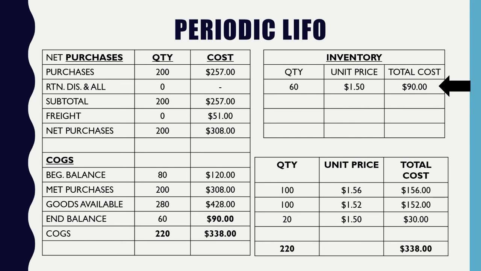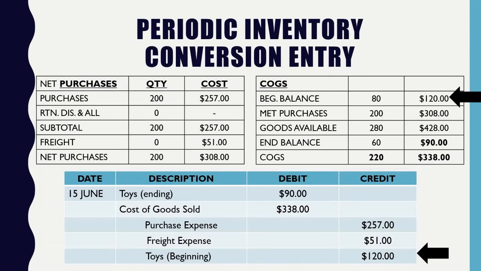Once again, we're going to plug in our numbers into our conversion entry. And this time, same thing. We need to recognize our ending inventory, our cost of goods sold, and we need to counter them against our expenses because we are converting from expense to inventory. And this time we must enter in that we had beginning inventory.